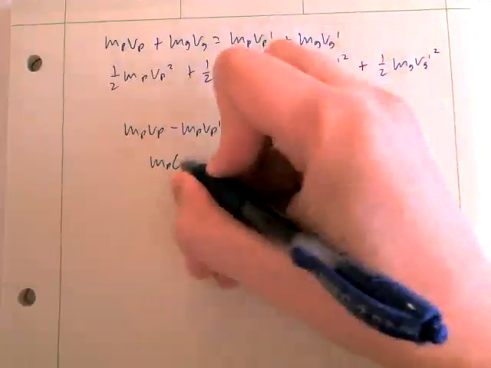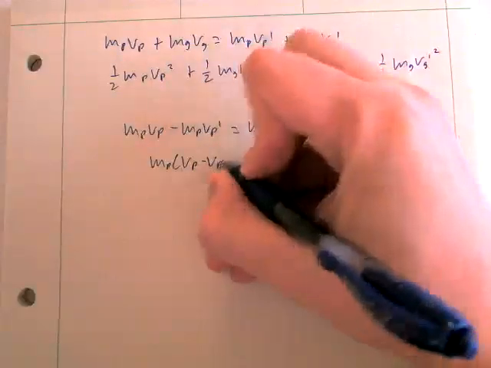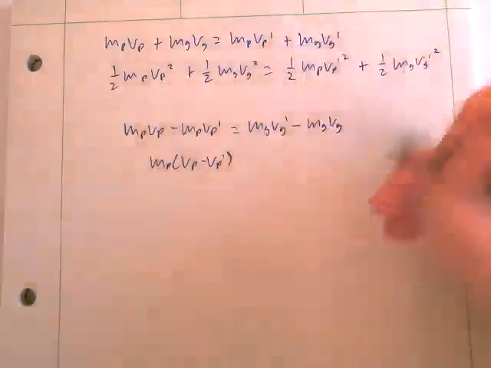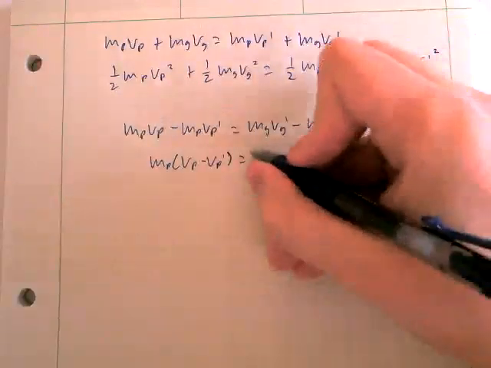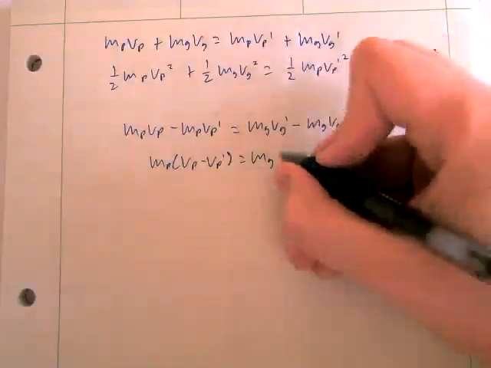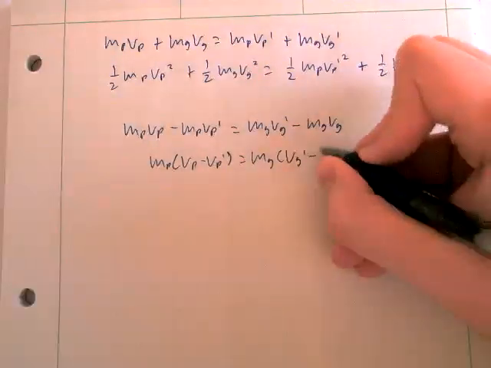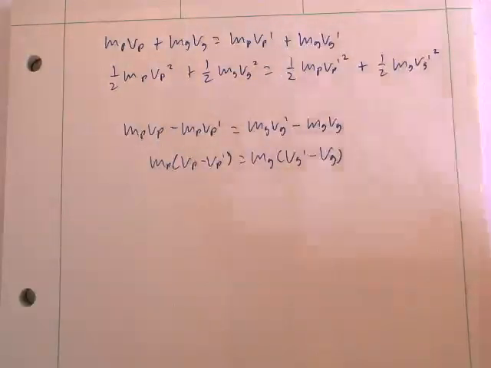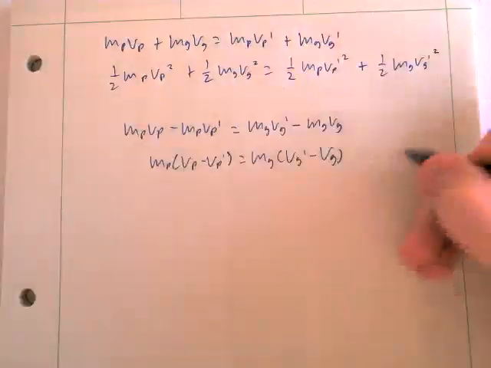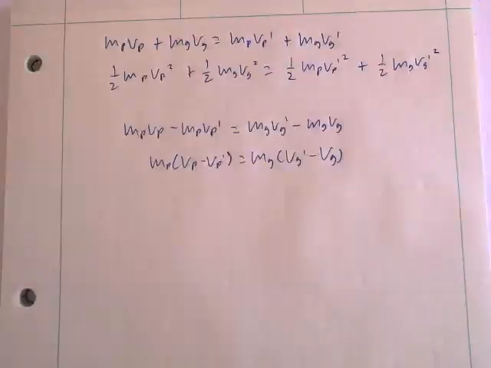So you have MP times VP minus VP prime is equal to MG times VG prime minus VG, right? So this is still just our conservation of momentum equation. I've just kind of reorganized where the terms are.